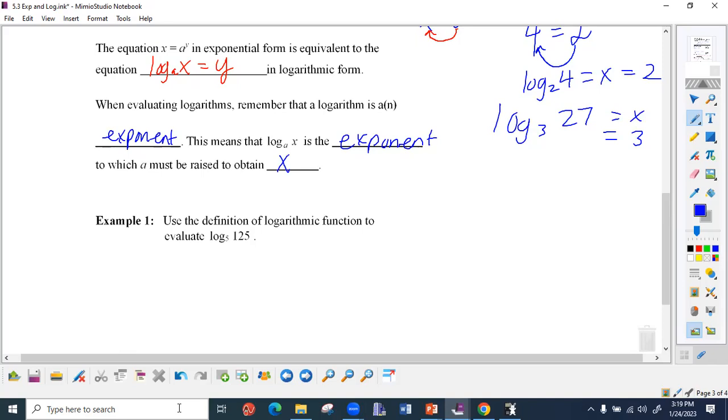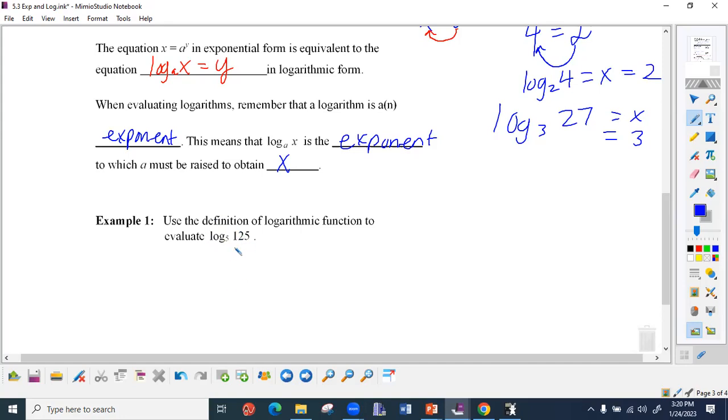What's the answer? Like what x equals? It said to evaluate. All right, good. Good job.